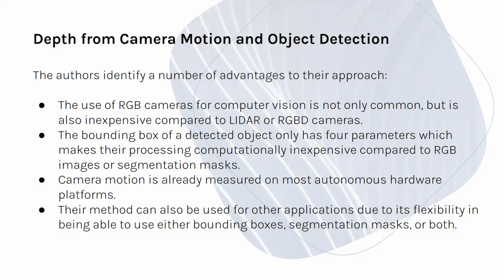The authors identify a number of advantages to their approach. The use of RGB cameras for computer vision is not only common, but is also inexpensive compared to LiDAR or RGBD cameras, D standing for depth. The bounding box of a detected object only has 4 parameters, which makes their processing computationally inexpensive compared to RGB images or segmentation masks. Camera motion is already measured on most autonomous hardware platforms, so it's easier to get the measurements. Their method can also be used for other applications due to its flexibility in being able to use either bounding boxes, segmentation masks, or both.